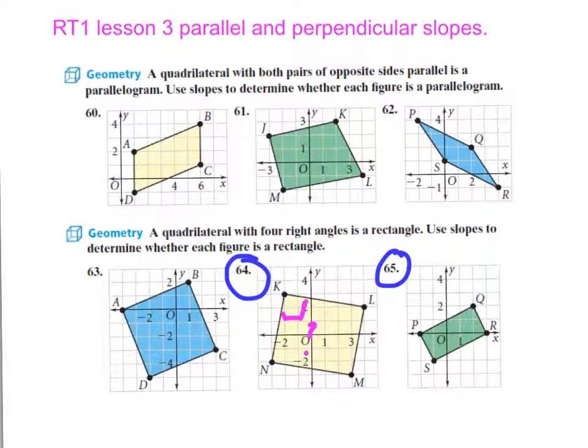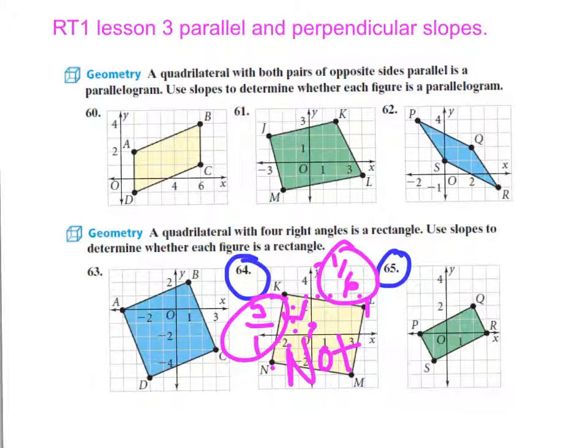KL, I can see, goes up 1 and then 1, 2, 3, 4, 5, 6 spaces to the left. So the slope of KL is negative 1/6. Let's check the slope of KN. To get from K to N, I go down 1, 2, 3, 4, 5, and over 1. So the slope of KN is negative 5 over 1. These two are not opposite reciprocals of each other, so 64 is not a rectangle.